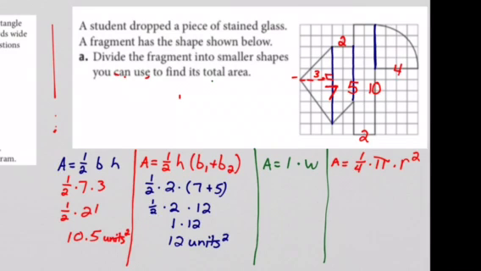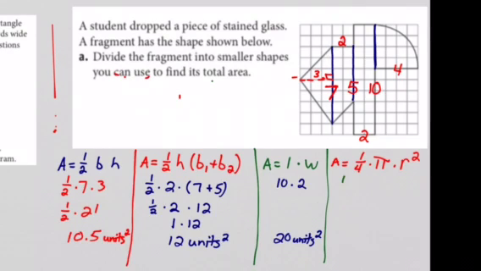Now let's move over to the rectangle. Filling in and substituting the measurements, we have the length is 10 times the width is 2. 10 times 2 is 20, so we know we have 20 units squared. And then last but not least, we have the quarter circle.